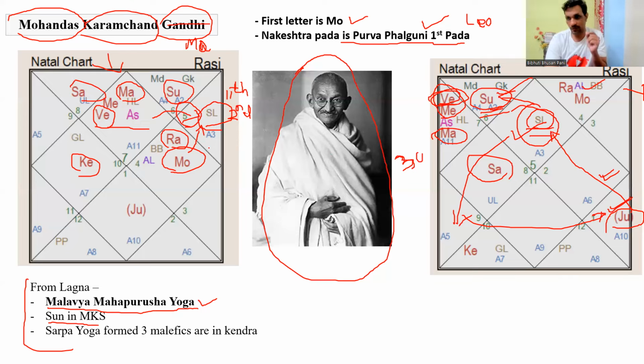His name is immortal, but he had suffered a lot. He had suffered actually a lot. Okay, this is the way we are able to correlate the Nama Rashi in a birth chart.